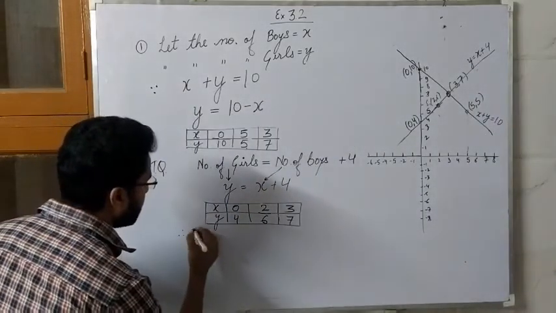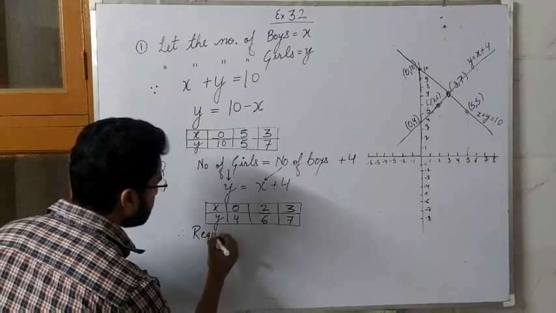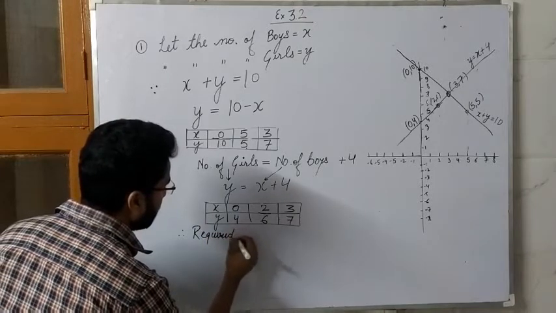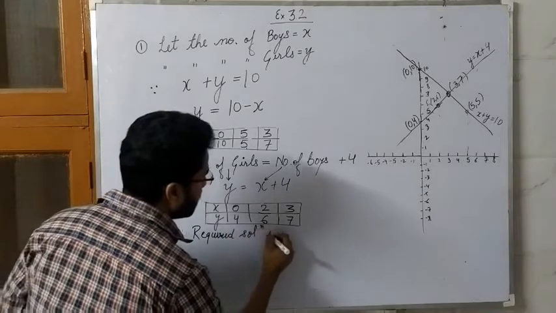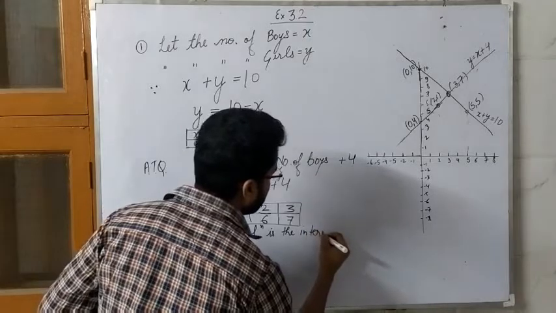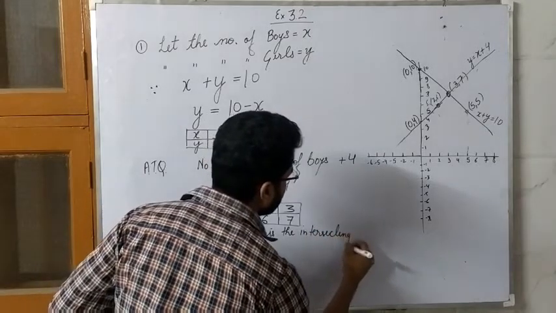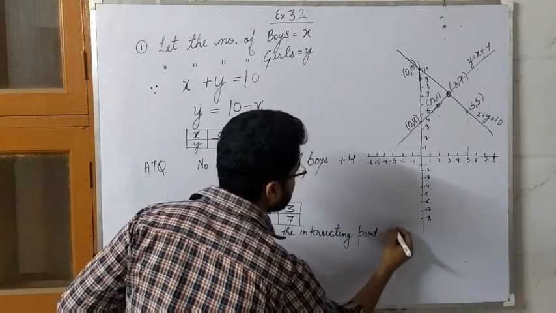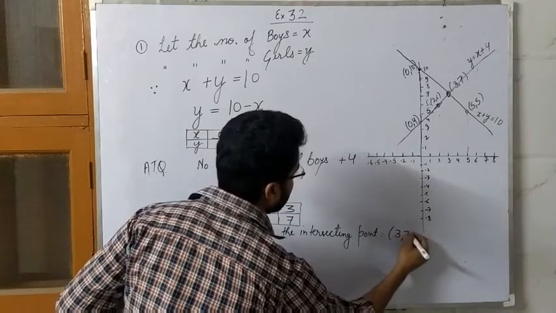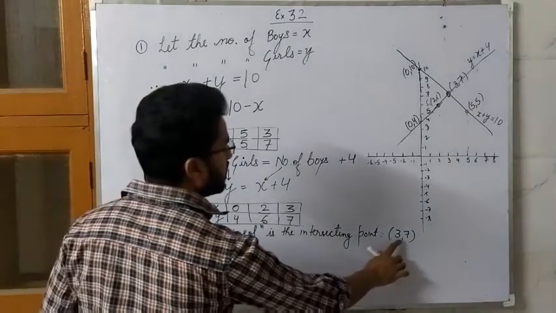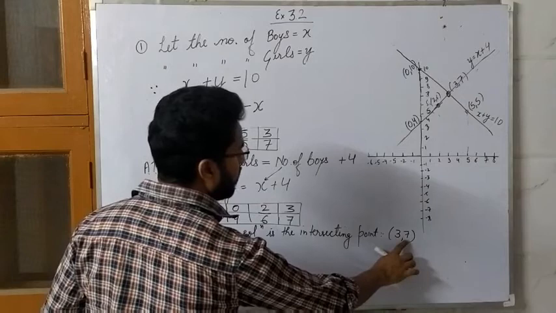So therefore, we will write: the required solution is the intersecting point. That is 3,7, right? That is 3,7. And this is x comma y.